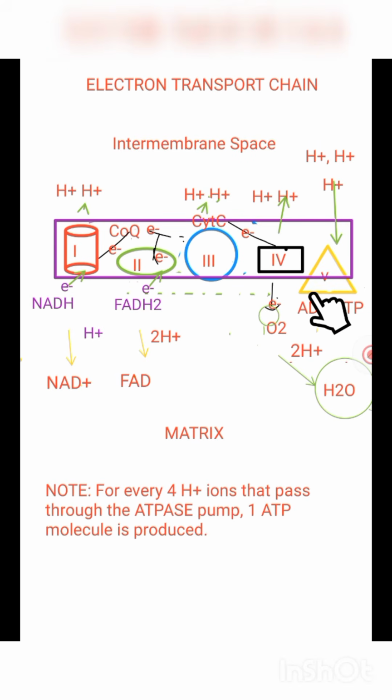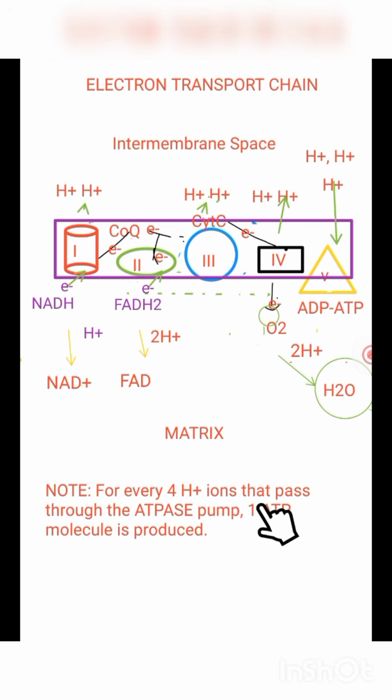Now, what is the importance of this energy generated? Well, this is the energy that is used to convert ADP to ATP by combining it with an inorganic phosphate, thereby producing our ultimate molecule, which is ATP. Now, there's something that you have to know. In terms of numbers, for every 4 hydrogen ions that pass through the ATPase pump, you are actually going to produce 1 ATP molecule.